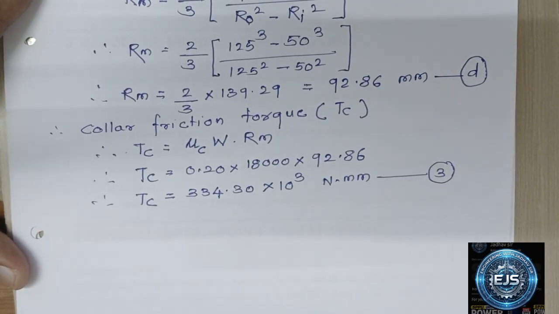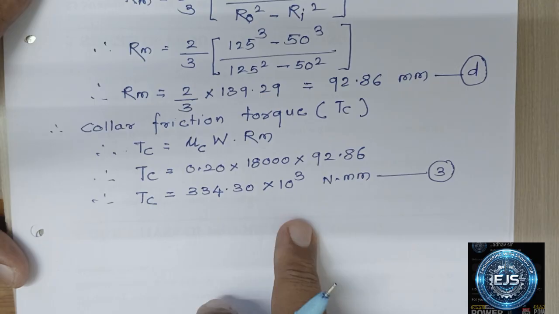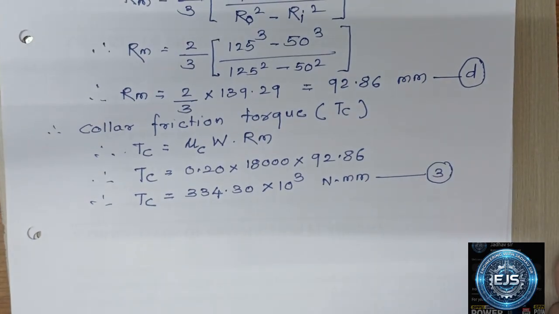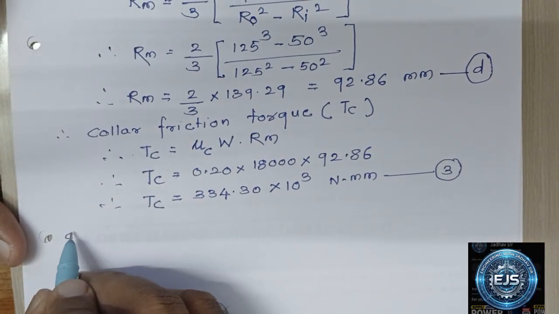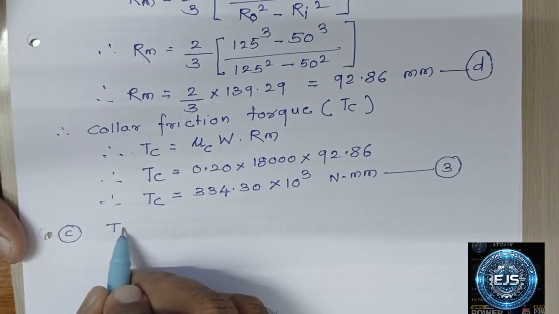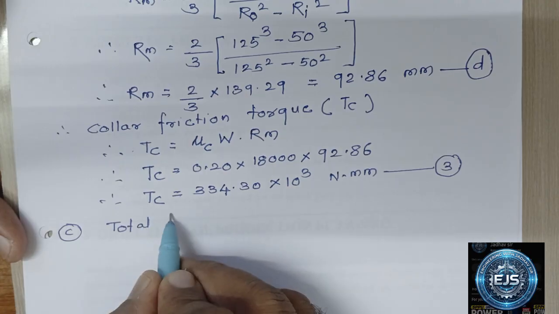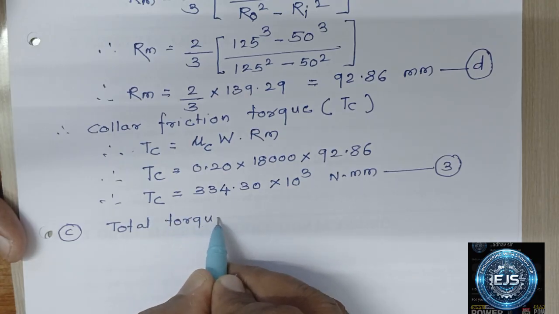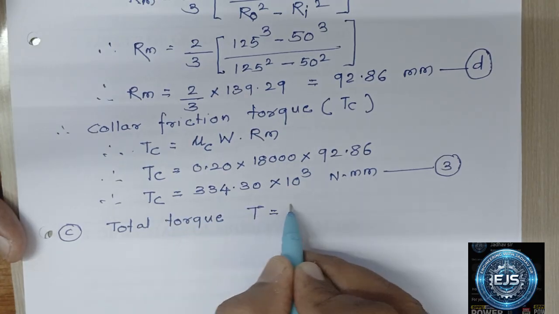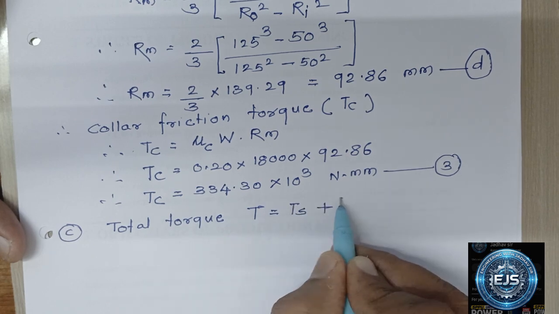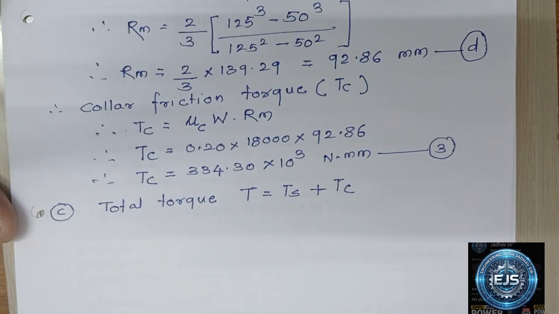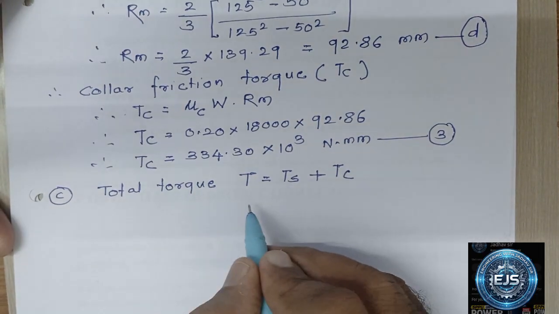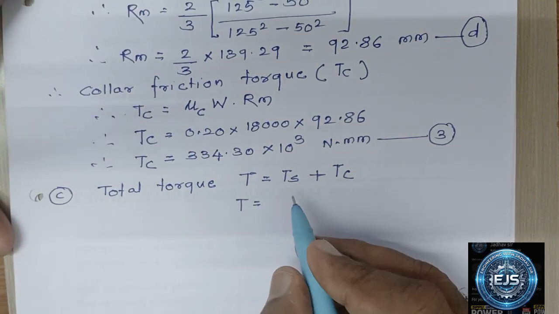So we have calculated the torque required to overcome the screw thread friction and the collar friction. The summation of these two is equal to the total torque. So in this case, as the C step, total torque T is equal to Ts plus Tc. Total torque is the summation of the torque required to overcome the screw thread friction plus the torque required to overcome the collar friction.